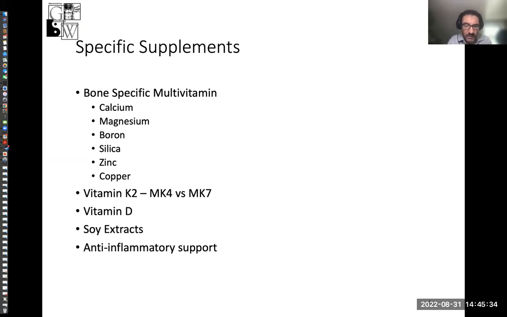Again, vitamin D, depending on your level, probably 40 to 60 is where I would like to see most of my patients, even those with osteoporosis.